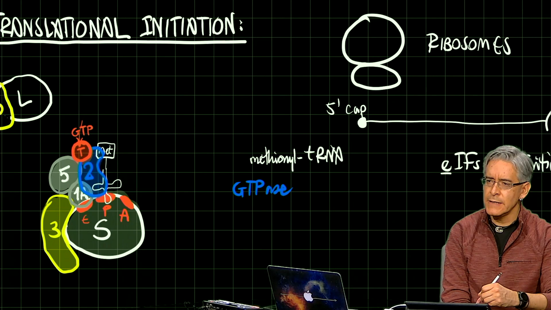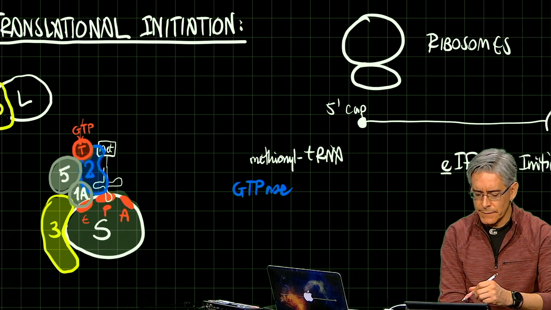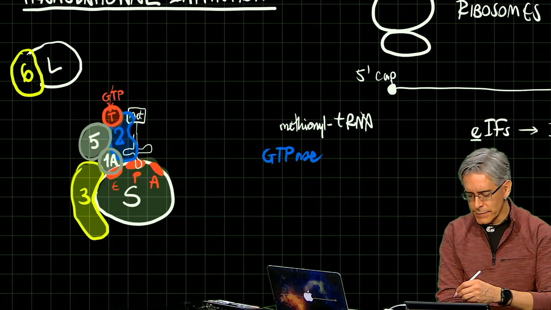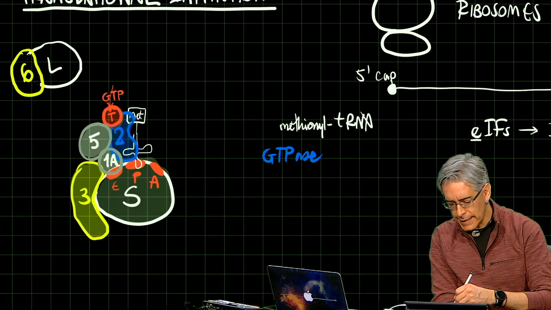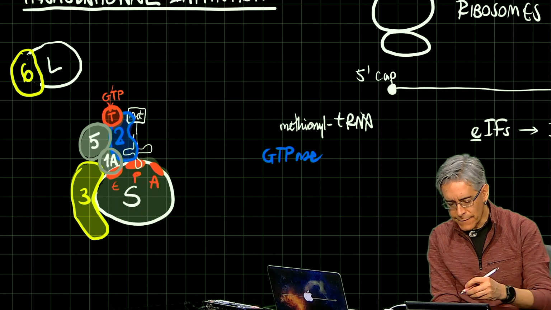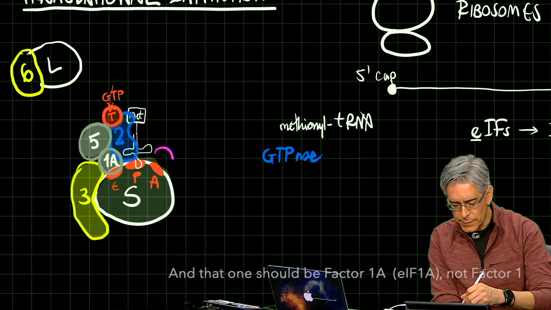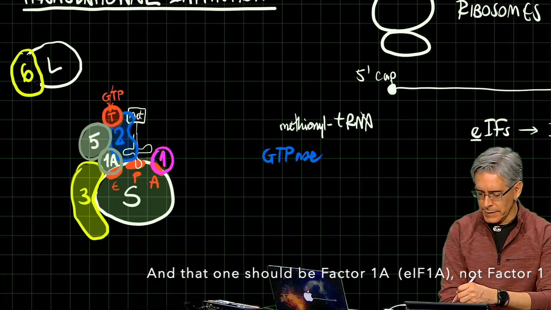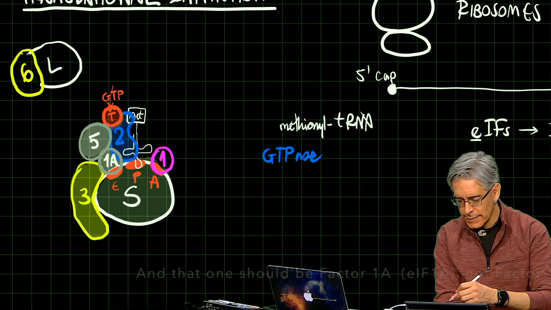So the tRNA is right there in the P site. All right. So now that we have that, there is another factor that will be occupying the A site, and that factor is factor 1. So let's put it in here. So eukaryotic initiation factor 1 will be located right there.